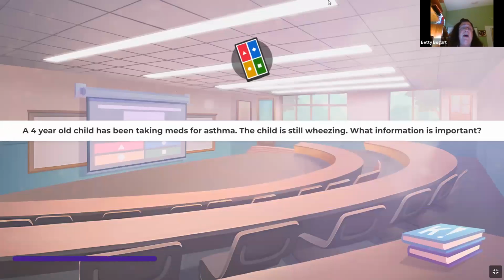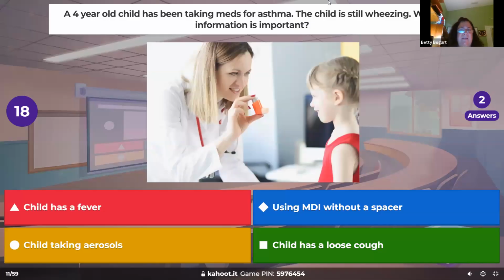A 4-year-old child has been taking meds for asthma and they're still wheezing. What is important that you need to ask this parent and this child? They're already taking medications.